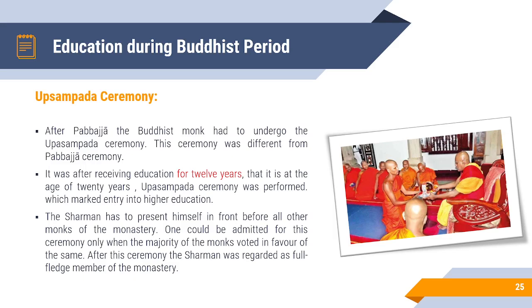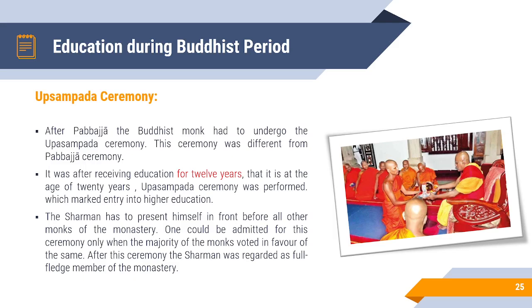That means, as we discussed earlier, that during the Buddhist period the whole period of education used to be 22 years. For the first 12 years, they went through the Pabaja ceremony, and after completing these 12 years, for entry into higher education, they went through this Upsampada ceremony. The sermon has to present himself before all the other monks of the monastery.